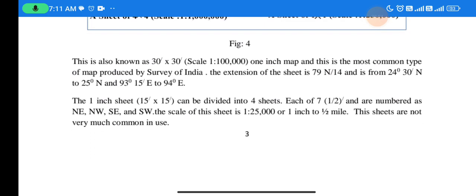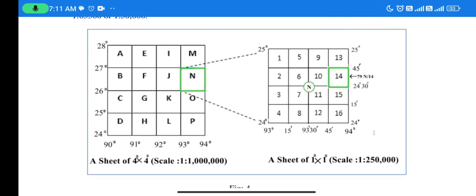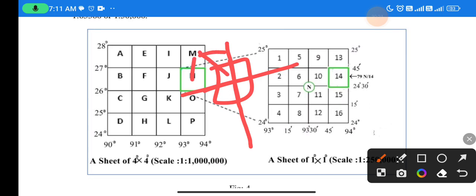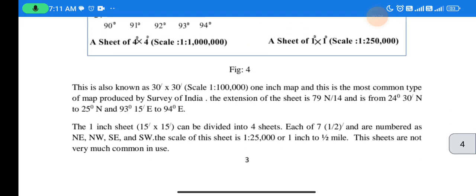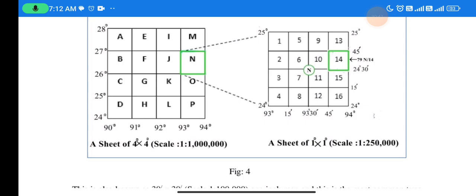Okay, so if we divide this 15 minute into 4 parts, then definitely we will get, suppose this is the 15 minute, so this is 15 minutes. So again, if we divide it into 4 parts, basically we divide it into 2 parts vertically and horizontally. So it became 7.5 minute, or 7 minute and half second. And they are numbered as northeast, northwest, southeast and southwest. So the scale of this sheet is 1:25,000. Yes, that was the misunderstanding I made, right?